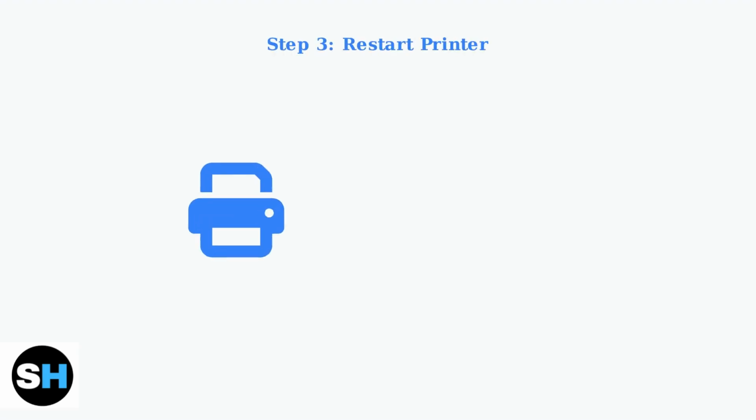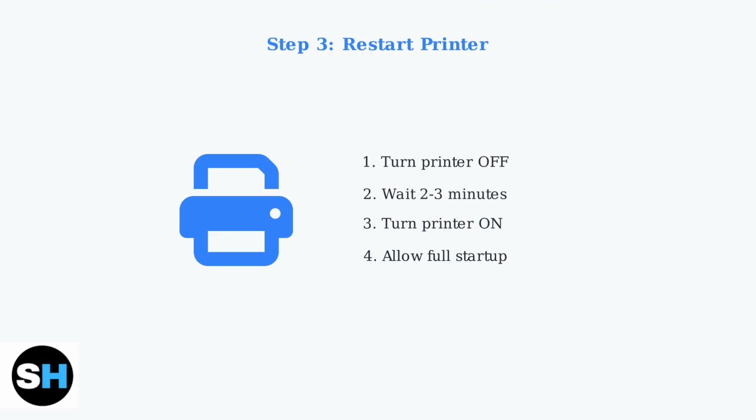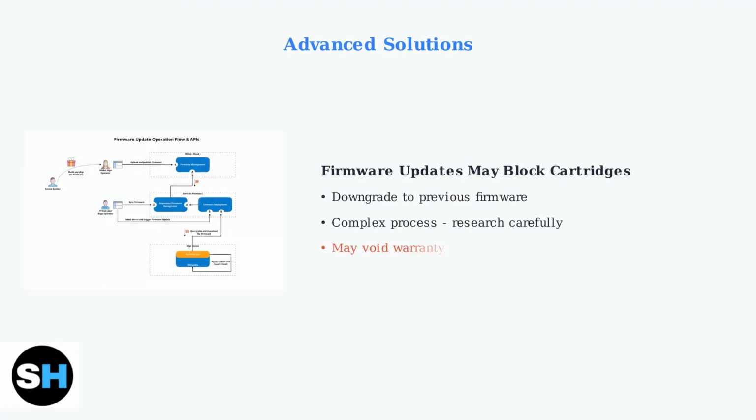Step 3 is to restart your printer completely. Turn it off, wait a few minutes, then turn it back on. This clears the printer's memory and forces it to redetect all cartridges. If basic steps don't work, the issue might be firmware related.